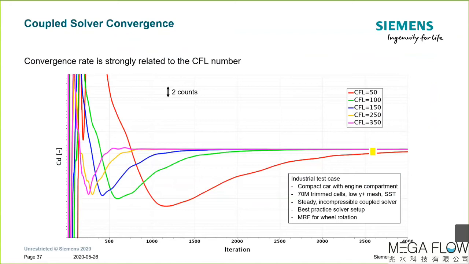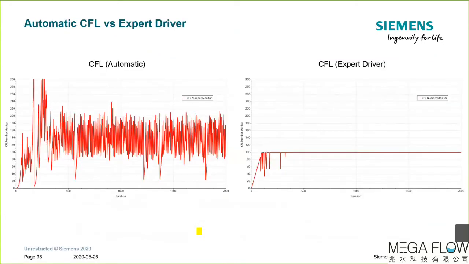You can see here with a CFL number of 50, maybe you need 4,000 iterations, maybe a bit more. When you define 150, maybe just 1,500 iterations, and it's much faster. So that's really up to the user. But again, it's no longer the case with automatic CFL. And that's what you can see here.